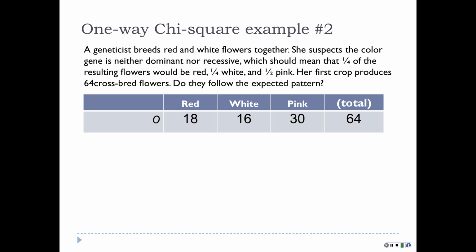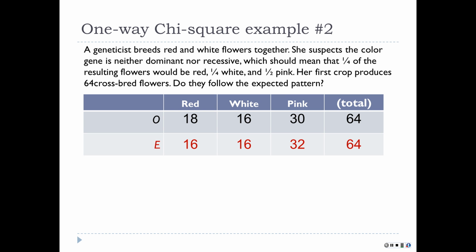So here's some data. She has these 64 flowers, and the observed value, that's an O, not a 0, is that 18 of them are red, 16 are white, and 30 are pink. Is this close enough to the expected value? With 64 flowers, 1/4 of 64 is 16, so 16 of them should have been red. 18 is pretty close. 16 should have been white. That's exactly right, so we know that one's good. And 32 of them should have been pink, but there were only 30 that were pink. So it's pretty close, but is it close enough?